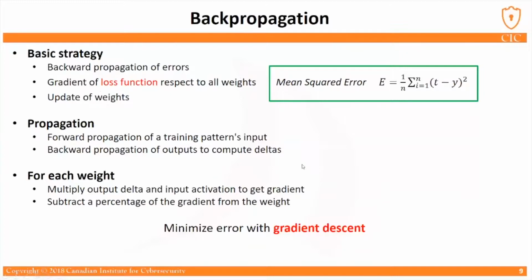So first, we have a forward propagation of the training patterns input, and then the backward propagation of the output to compute the deltas. For each weight, we multiply the output delta that I described in the perceptron rule and the input activation to get the gradient, and subtract a percentage of the gradient from the weights. This percentage is defined by the learning rate. So the minimization is done using the gradient descent algorithm, which is an optimization algorithm.